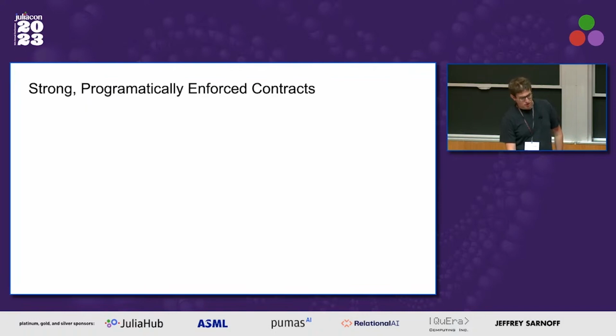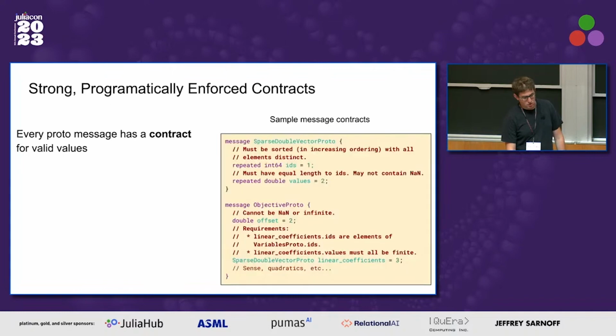Okay, and the last part about these protocol buffers is that we have a strong and programmatically enforced contract. What do I mean by this? In every protocol buffer, there's going to be a comment saying what the rules are for this protocol buffer. So the IDs need to be sorted, unique and non-negative in this sparse double vector proto. And the values cannot contain a NaN, and there must be an equal number of values and IDs. So you have these kinds of contracts in the messages.